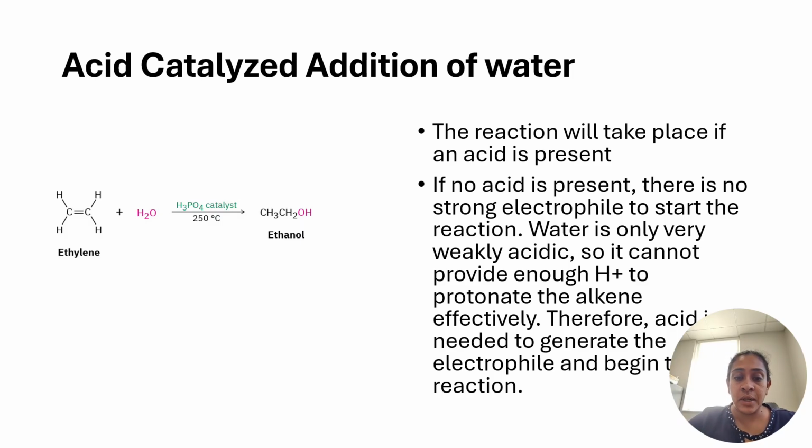In the example shown here, we have ethylene reacting with water in the presence of phosphoric acid to produce ethanol. The acid generates a strong electrophilic proton that begins the reaction. The pi electrons of the alkene can then attack that proton, starting the addition process. The important idea here is that the acid acts as a catalyst. It participates in the reaction mechanism, but it regenerates before the reaction is complete. Overall, the elements of water, H plus and OH minus, are added across the double bond to form an alcohol.